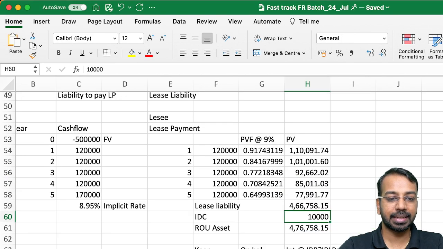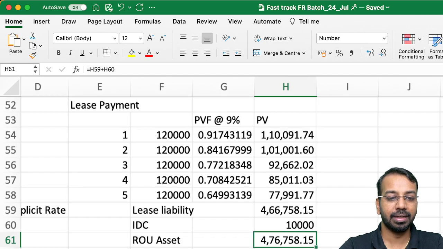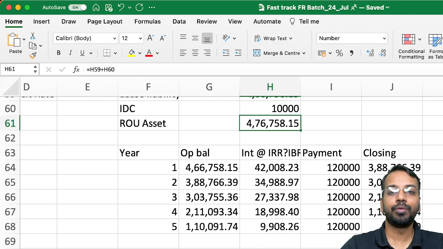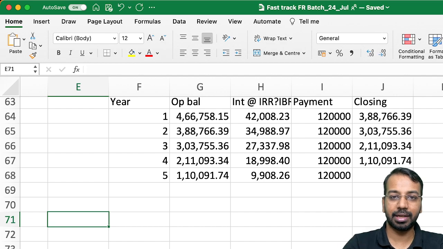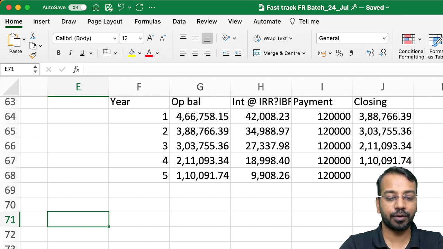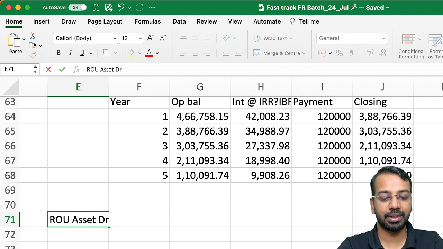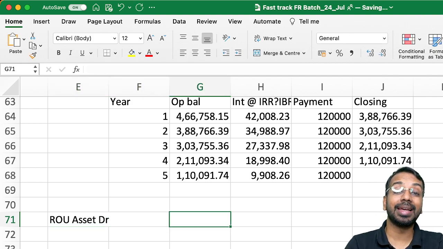Once we have determined that we have a right of use asset and a lease liability, how do we initially recognize it? Whenever we say recognize, it means passing a journal entry in the books of accounts. So we are talking about recognizing a lease transaction in the books of the lessee. Initially, when the lessee enters into a transaction, the first entry that he will pass is ROU asset debit. ROU asset is nothing but right of use asset.